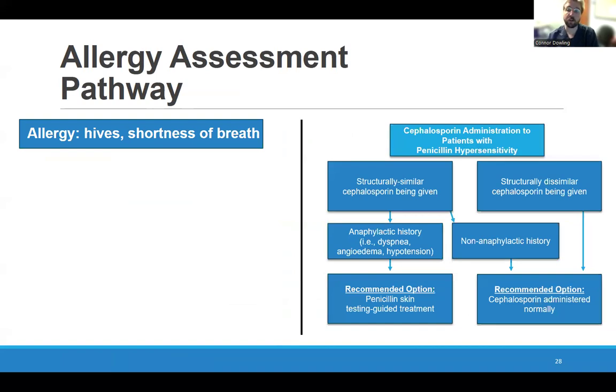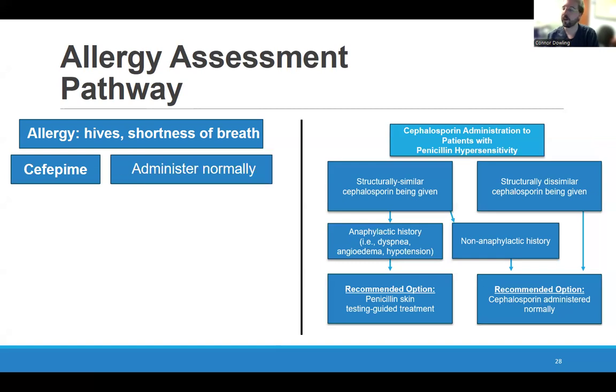So now, looking to apply all of this together, we have our history of anaphylactic allergy thanks to our shortness of breath and hives. We'll use this allergy assessment pathway to go through each antibiotic, thinking of our side chains, thinking of our allergy, and how we can go about implementing and administering our antibiotics, or whether or not we should administer our antibiotics. So cefepime, it does have that dissimilar side chain with amoxicillin. We could go ahead and give that normally.